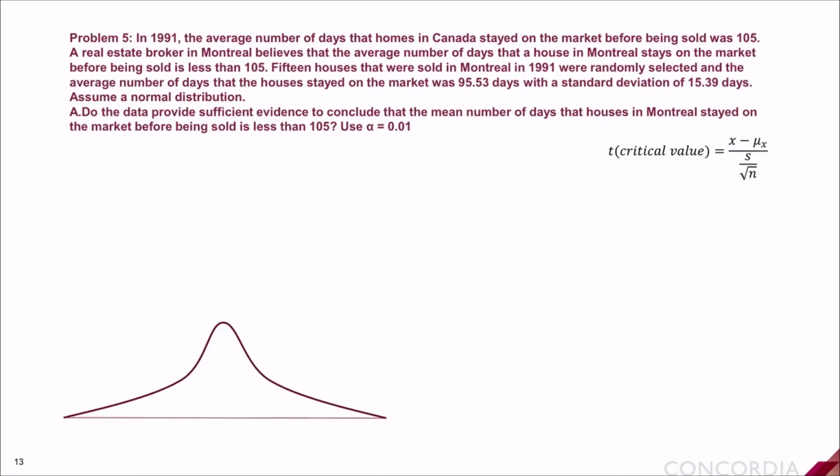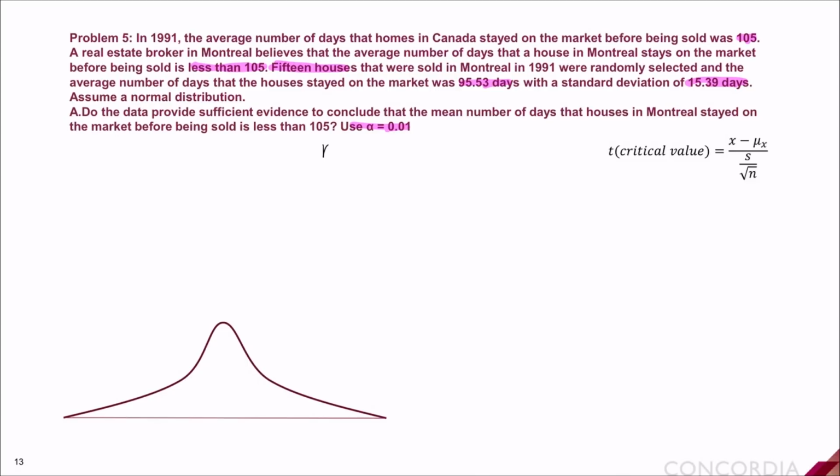Before we begin, let's highlight the important information the problem gives us. Alpha is 0.01. The mean is 105. Someone believes the mean is less than 105. A sample of 15 houses was taken, and that sample had a mean of 95.53 days and a standard deviation of 15.39 days. Given this information, we can begin.